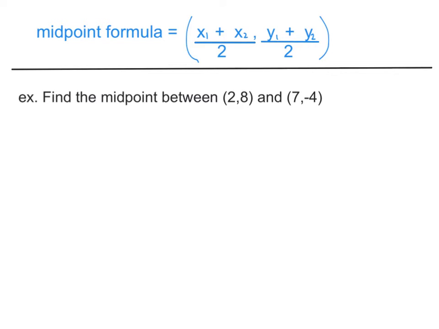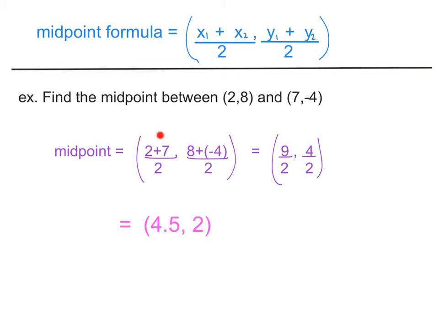Here's our nice example. Here's 2 points, and we're going to find the midpoint between them. The midpoint formula says add the two x's and divide by 2. My x values are the first number in each ordered pair, the 2 and the 7. So I'm going to add the 2 and the 7, divide by 2. Then it says add the two y values and divide by 2 again. My y values are the 8 and the negative 4. So I add them and divide by 2.